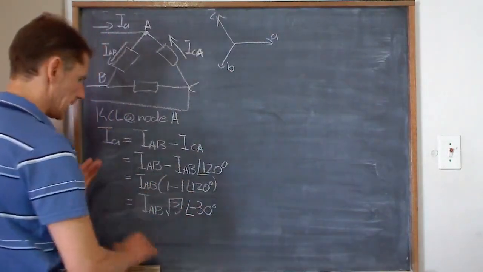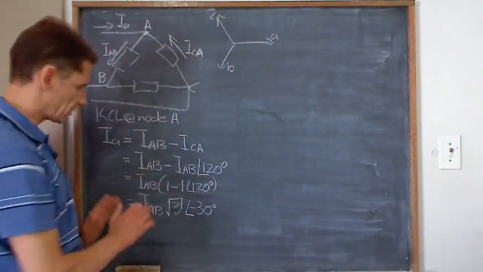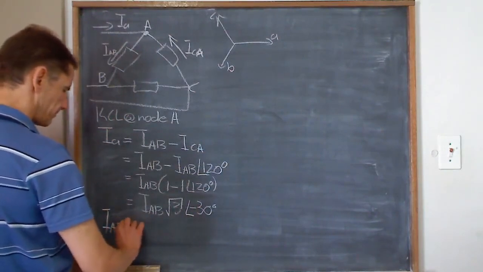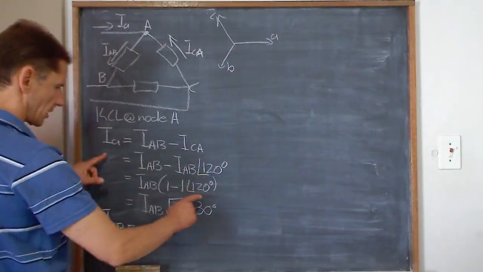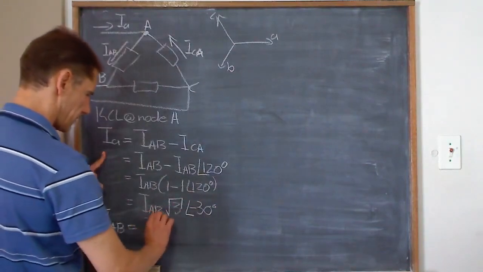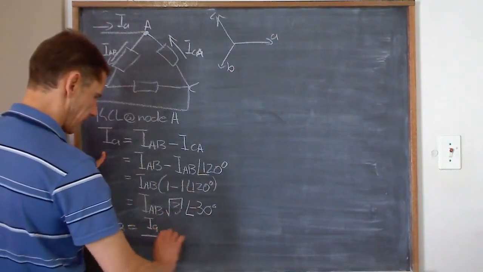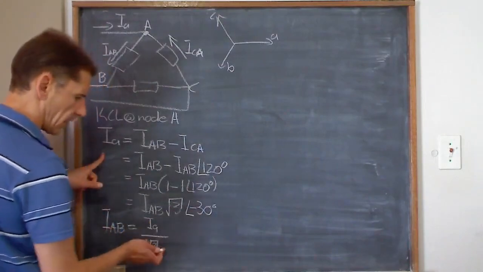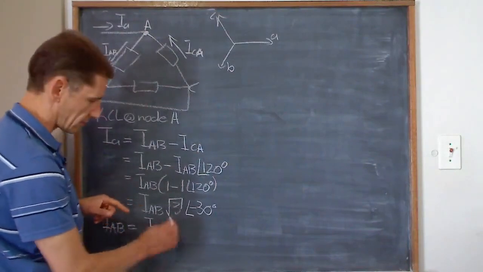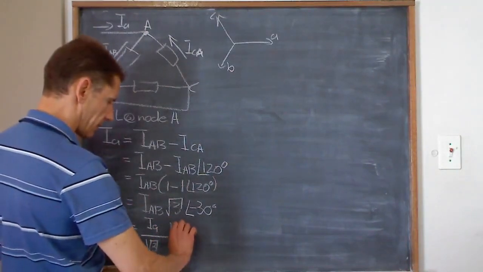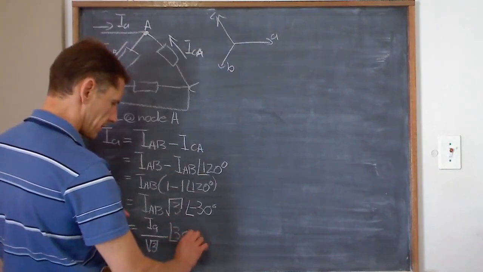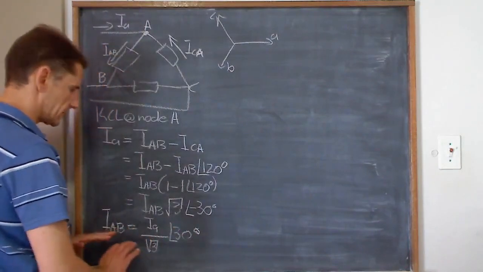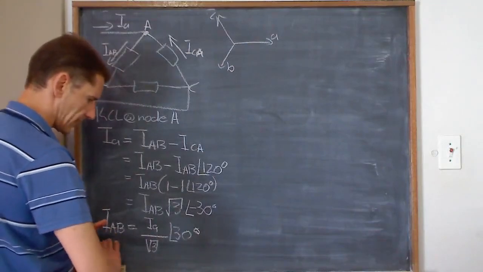Okay, let's rewrite this a little bit. I want to write it in terms of IAB, so it equals IA divided by root 3. The minus 30 degrees must now come at the bottom, but I'm going to leave it at the top, so then it's going to become plus 30 degrees. Okay. So why do I want it written in this fashion?